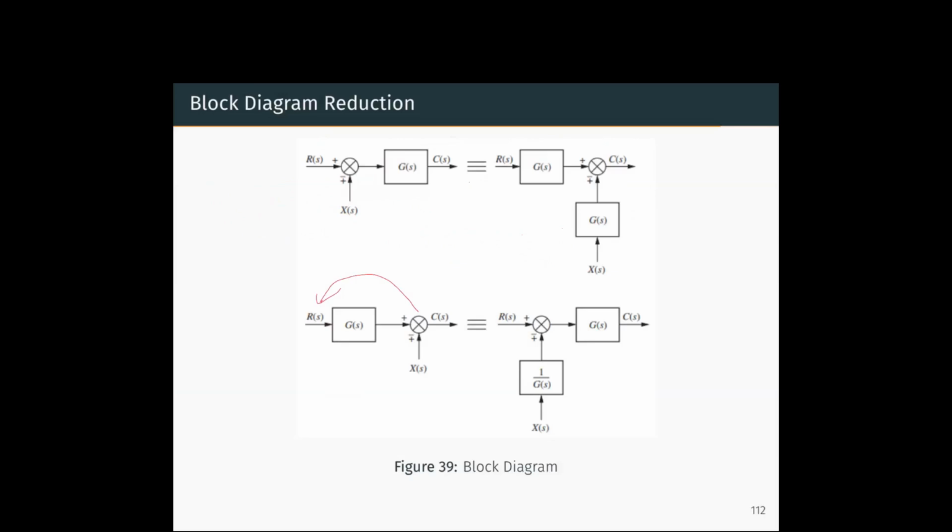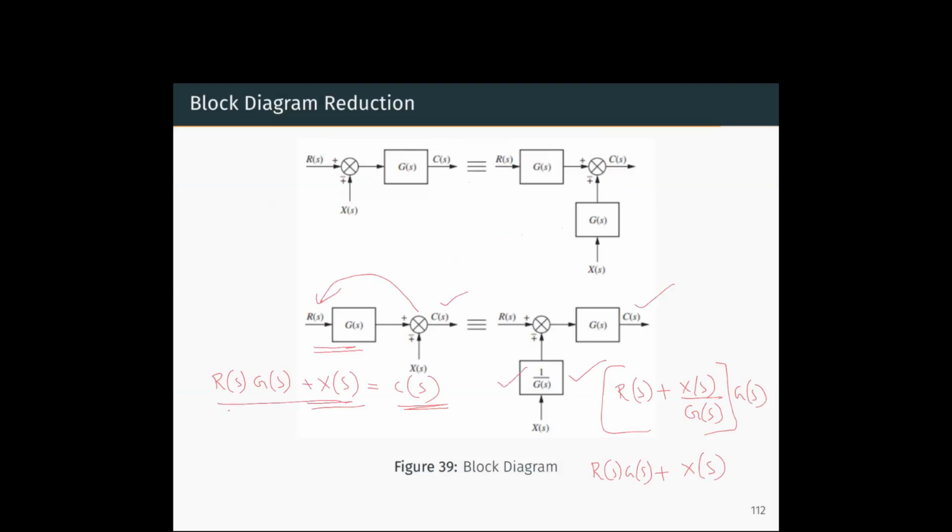Similarly, when we move a summer to the left of a block, we will multiply with 1 by g of s. This is because on the left hand side, we have the output as r of s multiplied with g of s, plus x of s. So after multiplication of r of s with g of s, this x of s is added to get the output c of s. Now when we move the summer to the left, we will have to create a new block 1 by g of s to be multiplied with x of s, so that the output remains the same as on the left hand side.